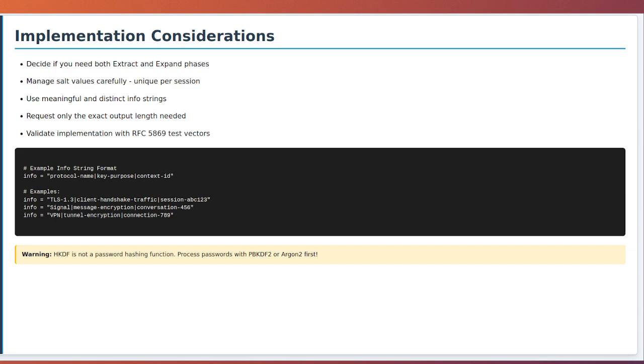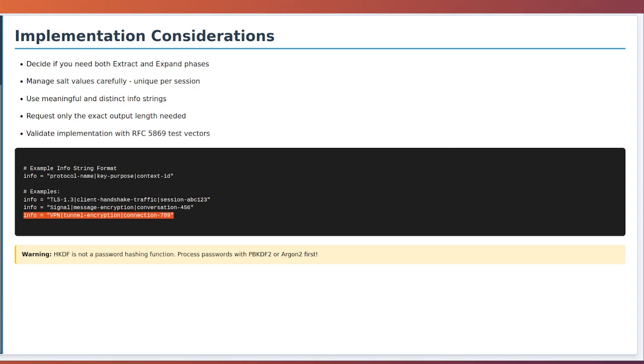Second, carefully manage your salt values. In many protocols, the salt is derived from a handshake transcript or session identifier. Make sure your salt is unique for each session or context where you are using HKDF. Third, be deliberate about your info strings. These should clearly identify the purpose of each derived key. Use a structured format like protocol name, pipe, key purpose, pipe, context identifier. This prevents key reuse across different contexts. Fourth, be careful about output length. Only request as much output as you actually need. There is no security benefit to generating extra key material and discarding it.